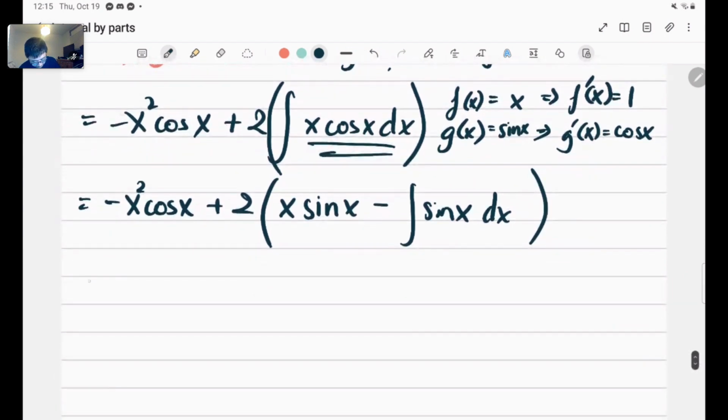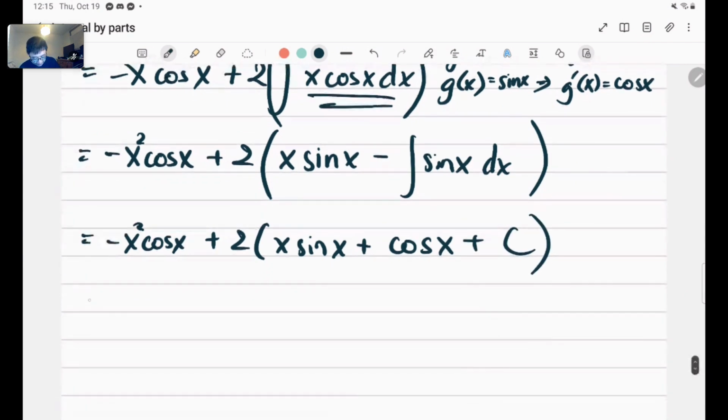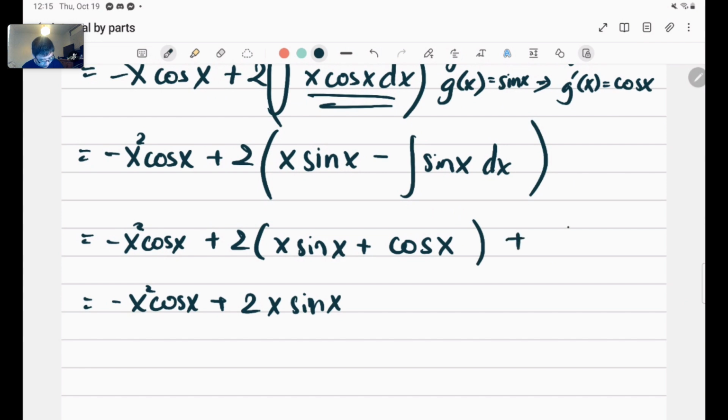So now we know what the integration of sine x is, right? The integration of sine x is just negative cosine x. So I can write this one down: negative cosine x, meaning I plus cosine x. I'm adding some random constant c. And so in the end, it's negative x squared cosine x plus 2x sine x. And then, let me bring the constant c out, plus 2 times cosine x plus c.